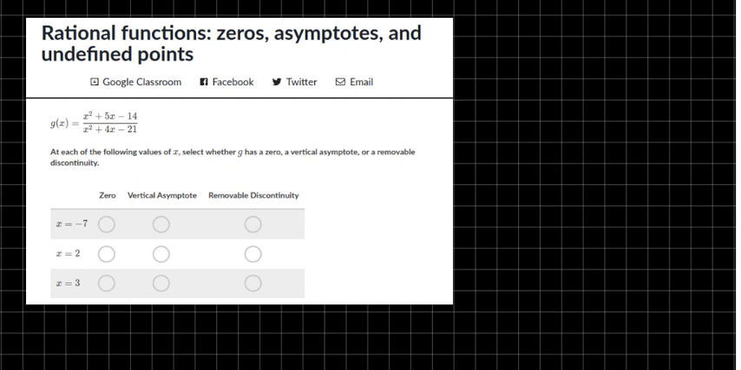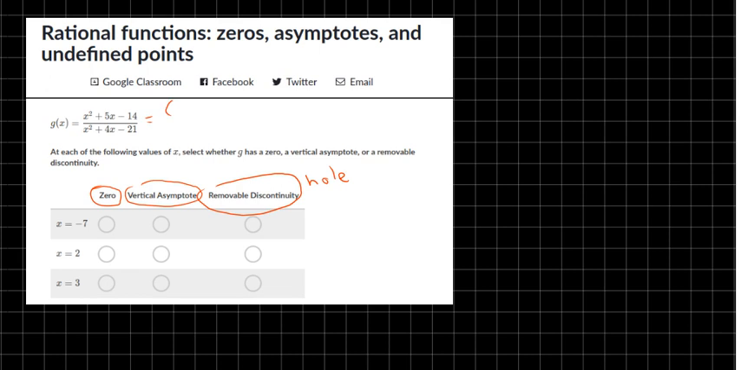Our first question here is find whether there's a zero or a vertical asymptote or a removable discontinuity, which in our program is called a hole in your book, but discontinuity is another way to refer to it. So how am I going to get this? First, I'm going to factor completely.